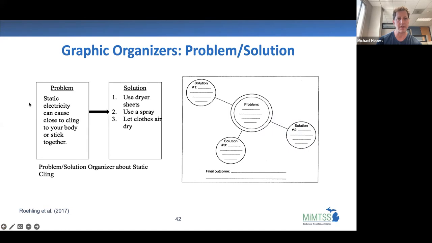Well, we've got static electricity here. We could solve that multiple ways, right? We could either use dryer sheets, we could use a spray, or we could let clothes air dry. Or you might have one solution that might solve more than one problem, right? Things like that. So just teaching kids that there are different solutions or potential solutions. You don't have to use all of the solutions, and some solutions might be better than others, right? So talking to them about those things too.